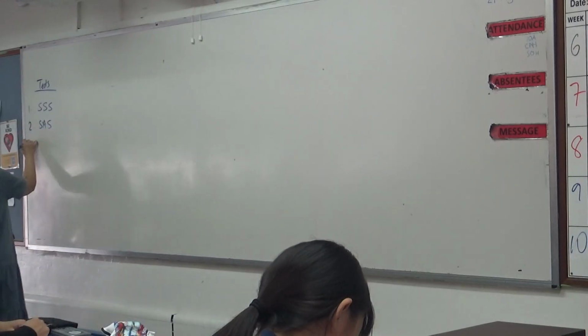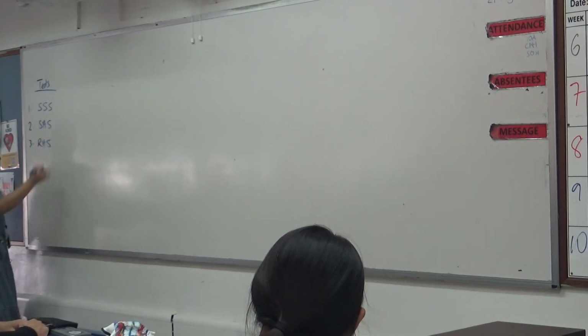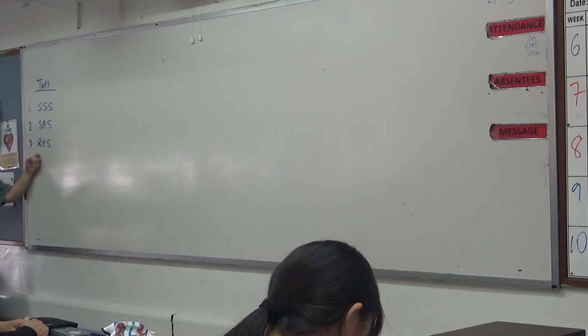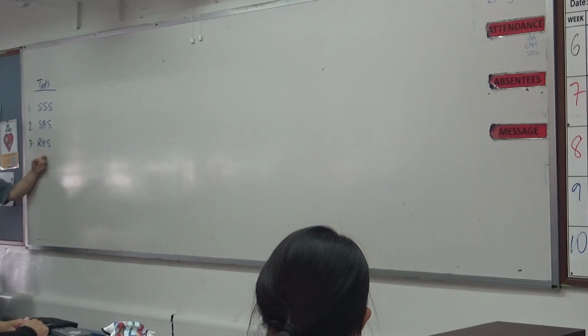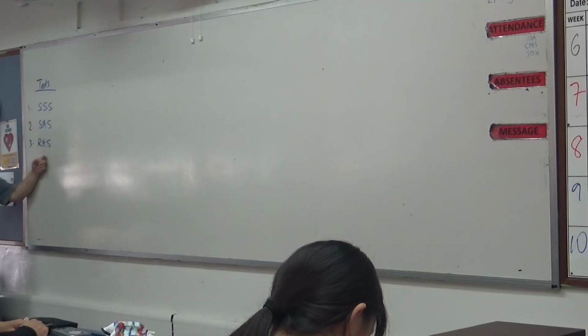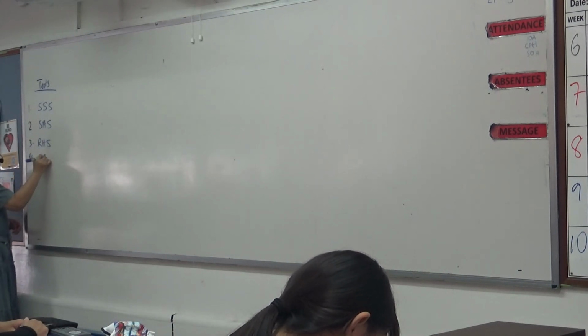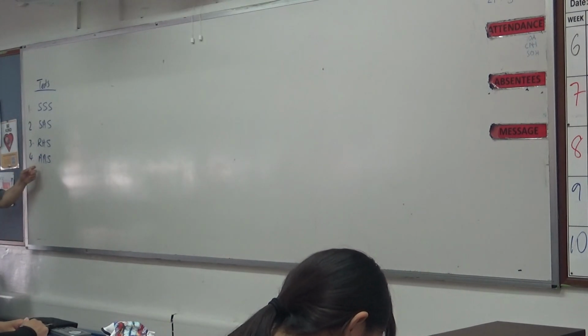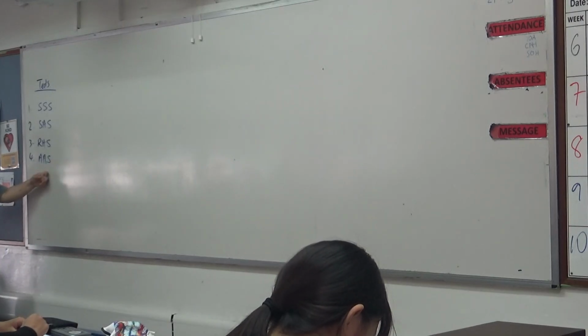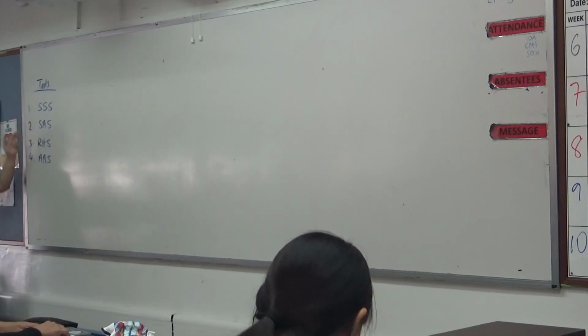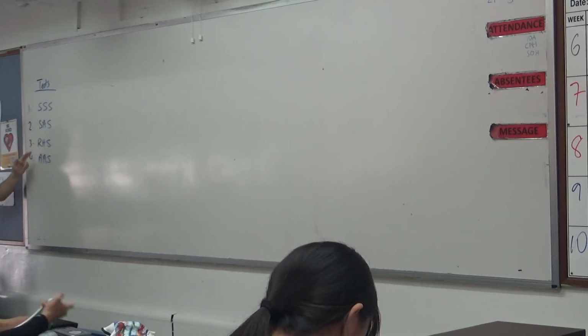Okay. Next, number 3 is the RHS. R means it's the right angle. Then there's the hypotenuse, and another side. Okay? And the last one is AAS. Angle, angle, side. Okay? I will tell you what it is. You don't have to worry. They are all together 4 tests: SSS, SAS, RHS, and AAS.